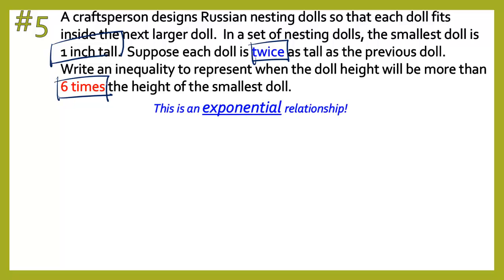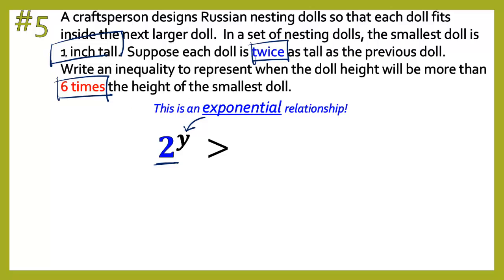This is an exponential relationship. Keep that in mind. So this twice, however many times bigger that doll is, that's what's going to be your base. Your power or your exponent is always going to be y. And then that always needs to be greater than 6 times the height of the smallest doll.